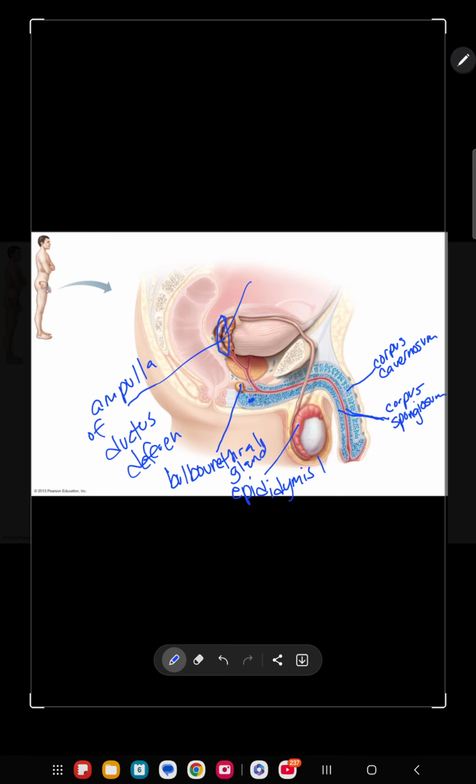And that is not all, of course, but that is some of the anatomy of the reproductive and urinary systems of the male.